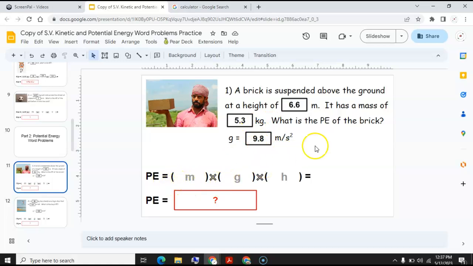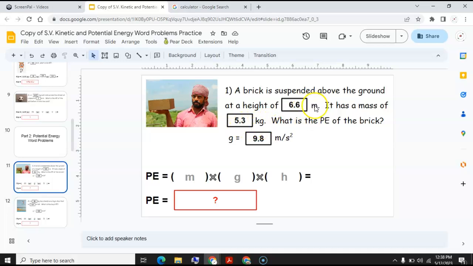So what we need to do is, again, just drag and drop. So potential energy is mass times G, 9.8, times height. So let's start off with, let's see if we can find our mass. Which of these numbers is our mass? We have 6.6 m, 5.3 kg.